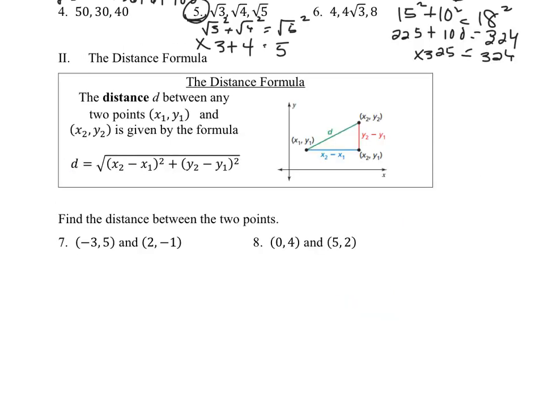We can use the Pythagorean theorem to figure out the distance between any 2 points on a coordinate plane. When you have d equal to your distance between the 2 points, x sub 1, y sub 1, this point here, and x sub 2, y sub 2, which is here, you can find the distance between these 2 points.